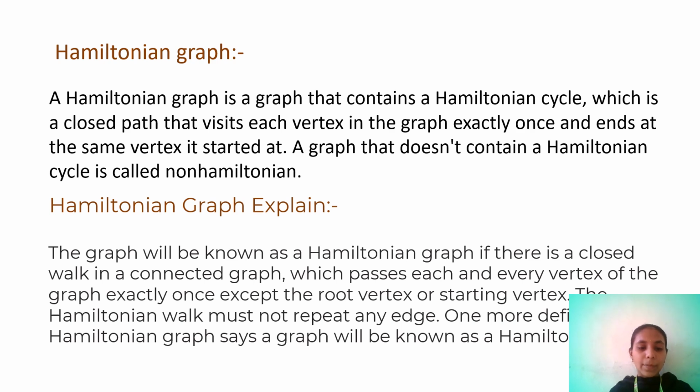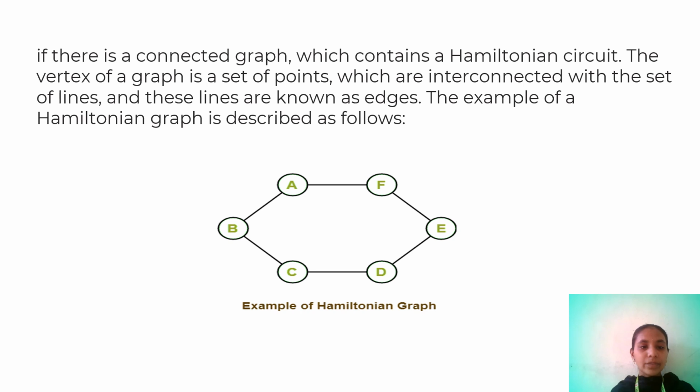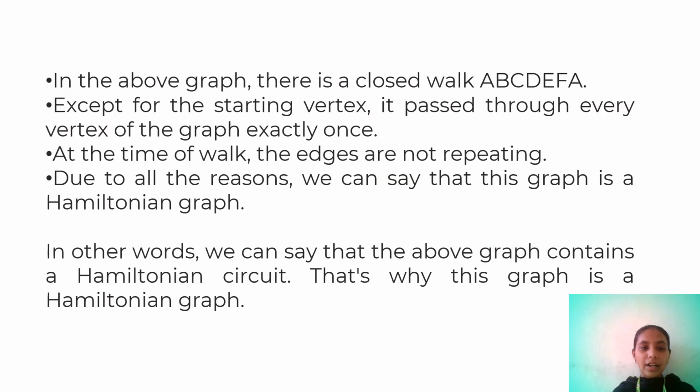One more definition of Hamilton graph says a graph will be known as Hamiltonian if there is a connected graph which contains a Hamiltonian circuit. The vertices of the graph are a set of points which are interconnected with a set of lines. The lines are known as edges. The example of Hamiltonian graph is described here. This is the example of Hamiltonian graph.